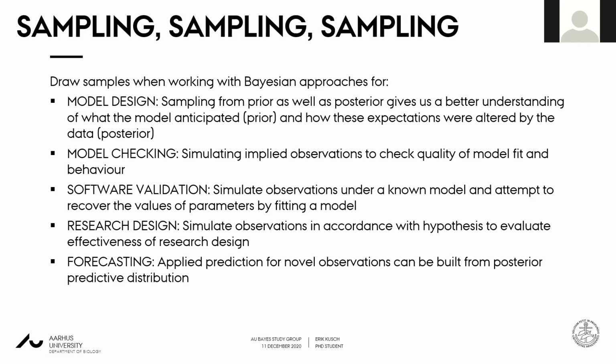Another reason why we sample is to do some forecasting. So an applied prediction for some new observations, for which we use a posterior predictive sample, can help us forecast how our model would see the future, giving some novel observations by making use of the posterior predictive distribution, which are samples drawn from the posterior.